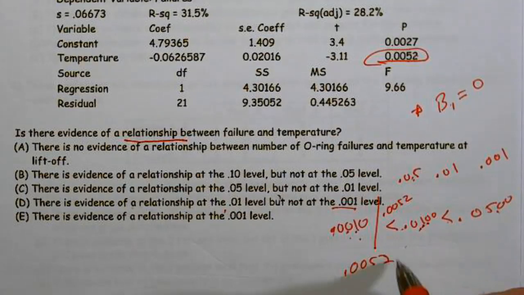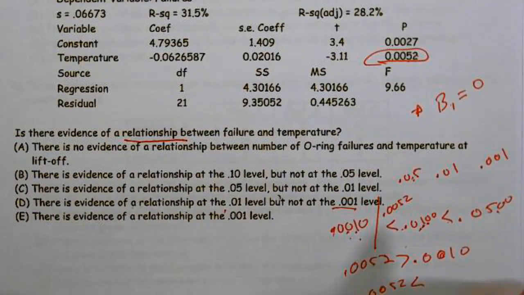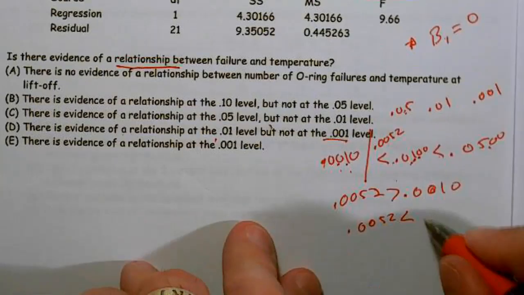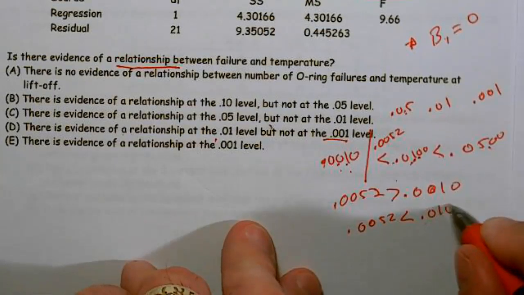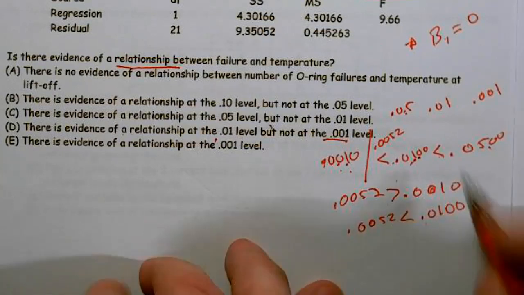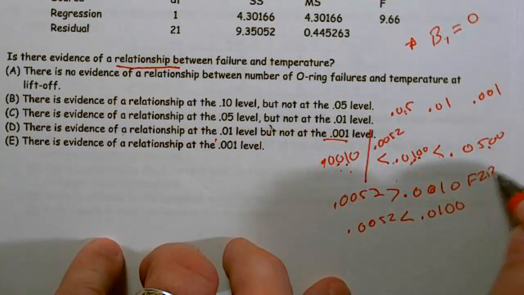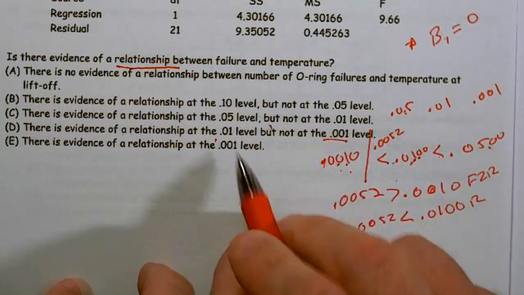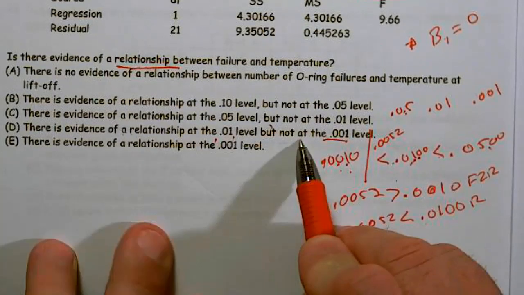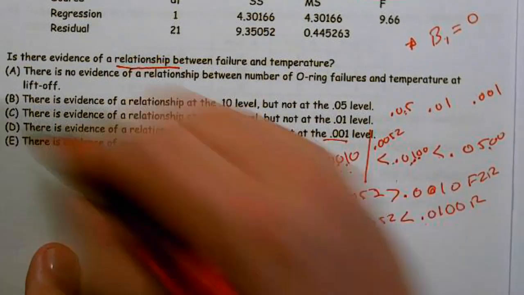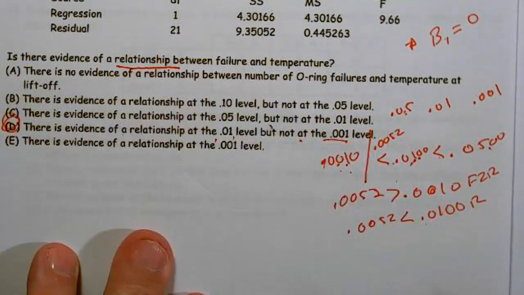0.0052 is greater than 0.0010, and 0.0052 is less than 0.010. So here I failed to reject, and here I would reject. So there's evidence at the 0.01 level, but not at 0.001. I think I stumbled on my words there, so I may have confused you.